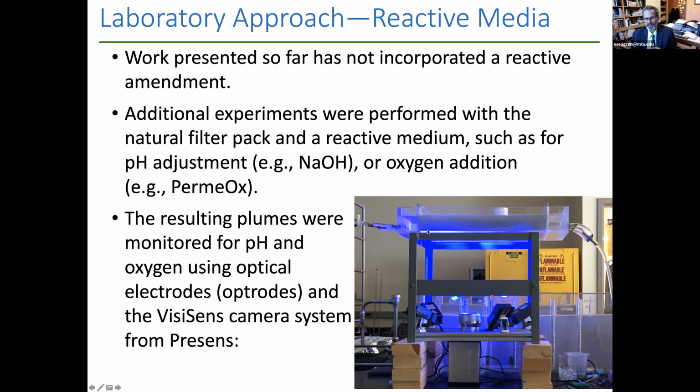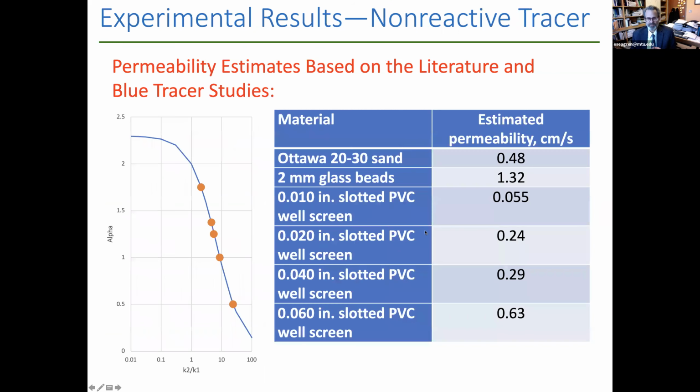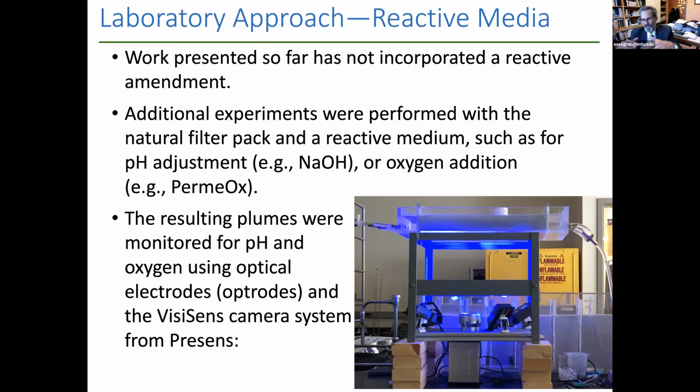Basically, we put adhesive optical electrodes on the bottom of the box. So down here on the bottom of the box, they're adhered, and then we put the porous medium on top of that. And this camera then shines a light onto those optrodes and then reads the emission wavelength. And we can then, using the appropriate optrodes for pH and oxygen, calibrate those optical electrodes, or optrodes, and get the concentration in different zones.